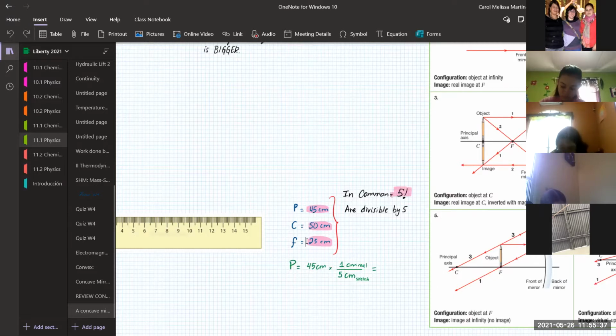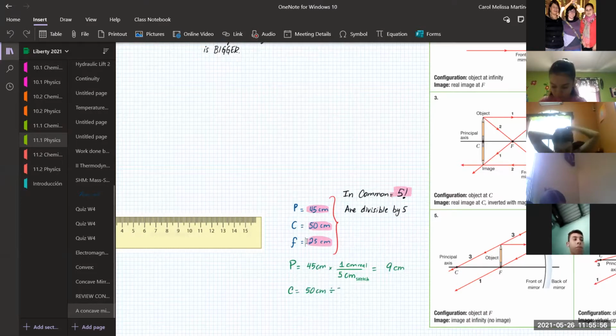So you say 45 divided by 5 gives you 9 centimeters. C, which is 50 centimeters, you divide by 5, okay? Or you do the procedure that I did before, and it's going to be 50 divided by 5, which makes 10 centimeters. And F, the focal length, which is 25 centimeters, divided by 5 gives you 5 centimeters. This is the scale process. This is the most important process in this drawing, okay?